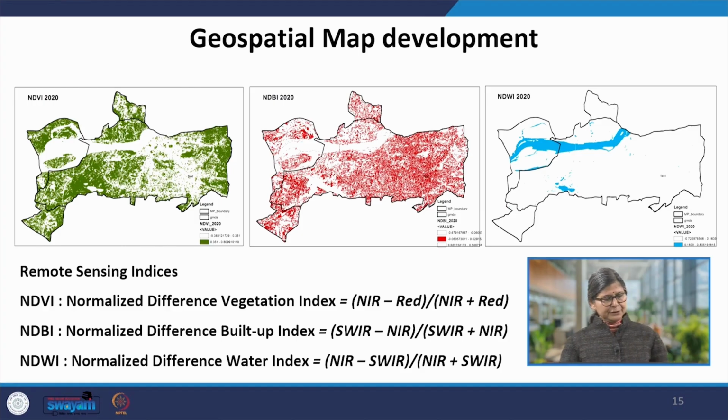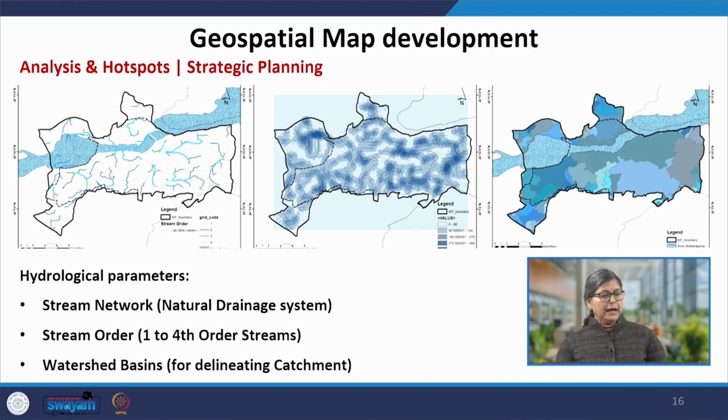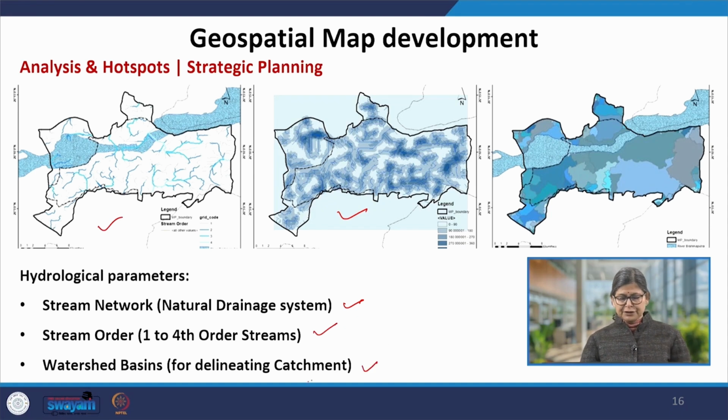Geospatial map development, you can see that NDVI, NDBI and NDWI here. And for this 2022 data, we can see here it was developed. And then hydrological parameters like stream networks, you can see the stream networks here, stream order, you can see the stream orders here, and watershed basins for delineating the catchments. The basins have been delineated here. So this particular stage had been carried out.